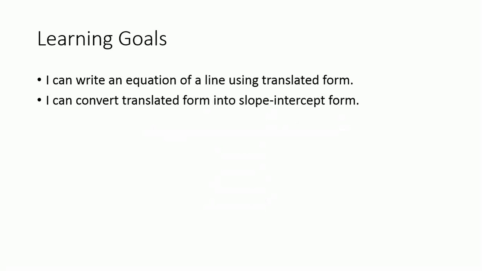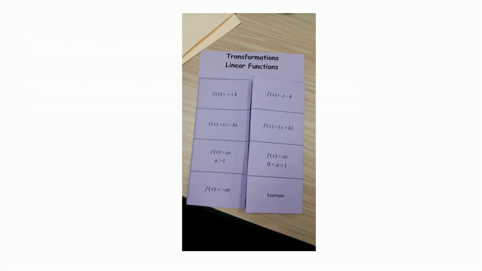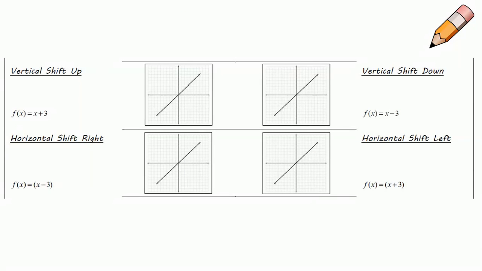Your learning goals: I can write an equation of a line using translated form, and I can convert translated form into slope-intercept form. So grab out that foldable, go ahead and find it really quick, so then we can start to write inside of it. Open the first two tabs, these ones right here, and we see vertical shift up.